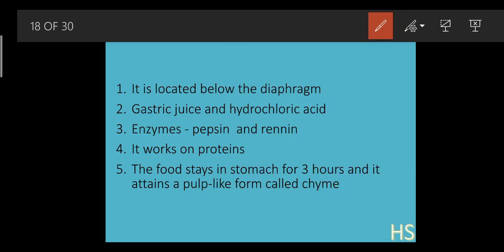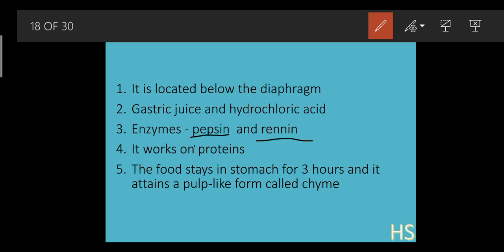So there are basically two different types of juices, that is the gastric juices and HCl, which is present inside the stomach. Okay, the name of the enzymes. See students, the names of the enzymes have started. From here on, there will be a lot of names coming. Two different types of enzymes are present, that is the pepsin and the renin.